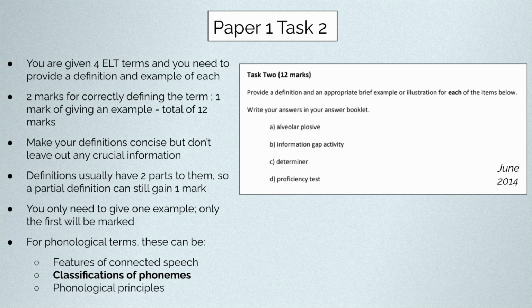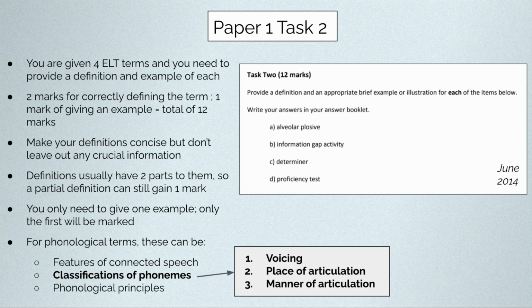So there is a 3-way classification system for phonemes, starting with voicing, place of articulation, and manner of articulation. Voicing is whether it is voiced or unvoiced, whether the vocal cords are engaged. Place of articulation is where the sound is produced in the mouth, and manner of articulation is how it is made.